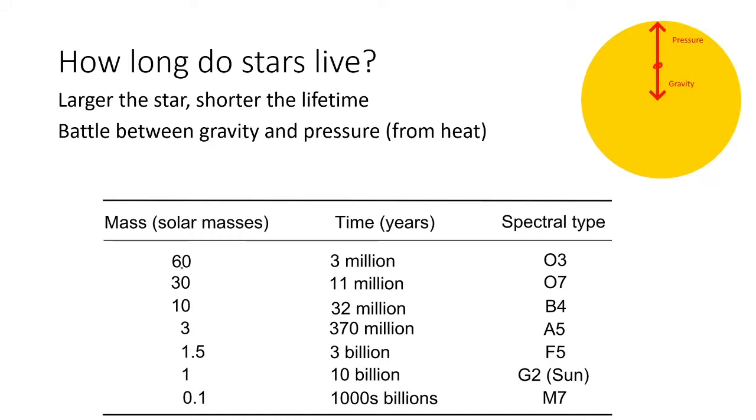Some really massive stars, like here's one that's 60 times the mass of the sun, only live about 3 million years. Our star, with a mass of 1, is expected to live about 10 billion years, roughly. So our star is halfway through its lifetime. Stars that are very, very small can live billions and billions of years, thousands of billions of years, and a bunch of the other ones are in between. But the bigger they are, the sooner they burn out.